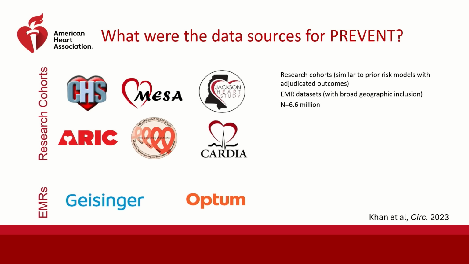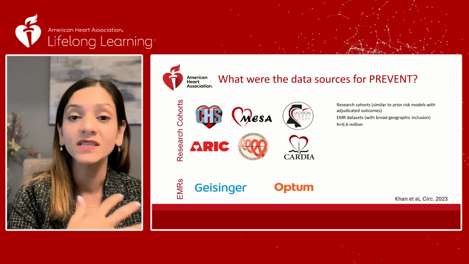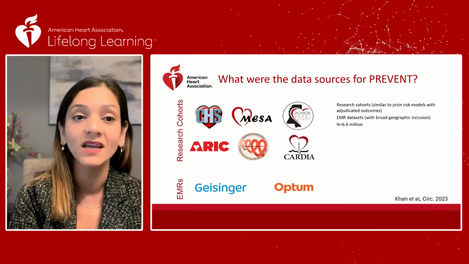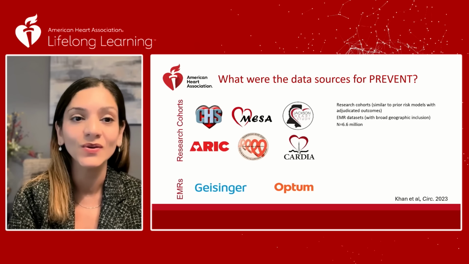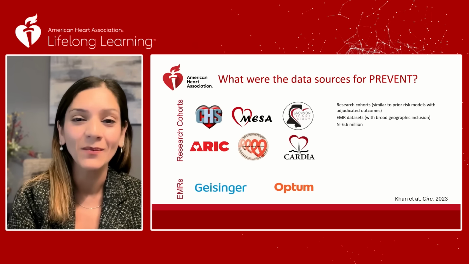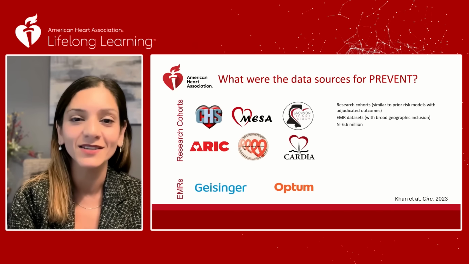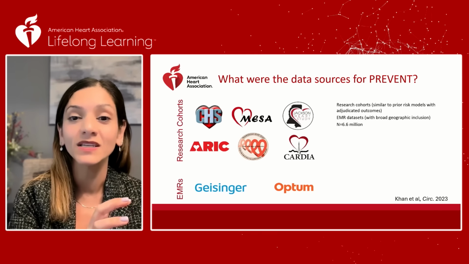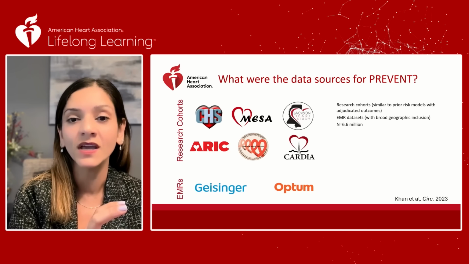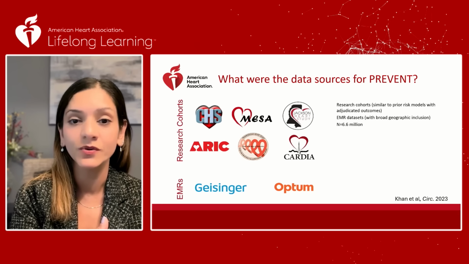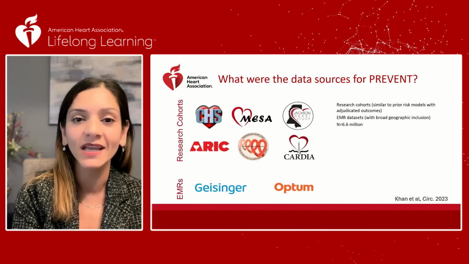We accessed data from research cohorts. So these were participants that had enrolled in community-based studies such as the Cardiovascular Health Study, the Multi-Ethnic Study of Atherosclerosis, the Atherosclerosis Risk in Communities Study, the Framingham Heart Study, the Jackson Heart Study, and the Coronary Artery Risk Development in Young Adults Study. That's a mouthful, but really represents that we were able to utilize all of the available research cohorts that had objectively measured predictors and, importantly, adjudicated outcomes.